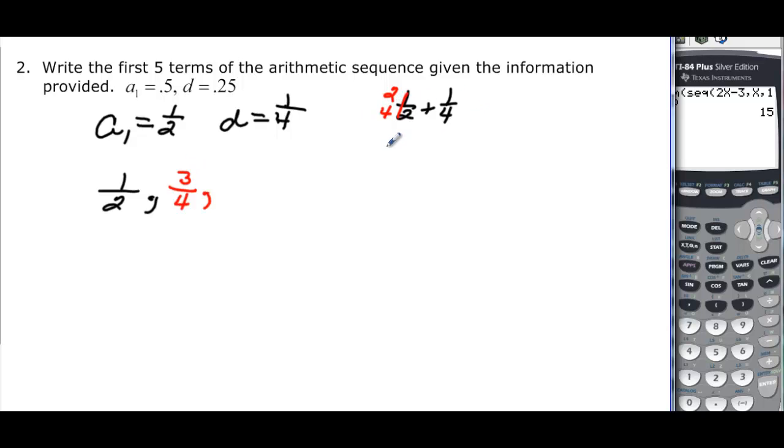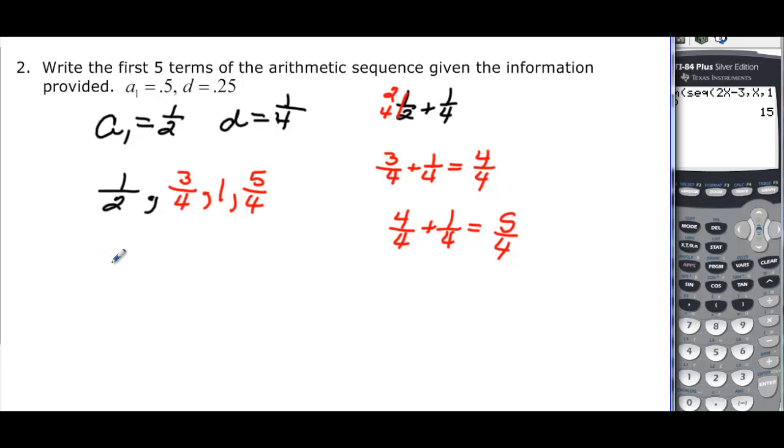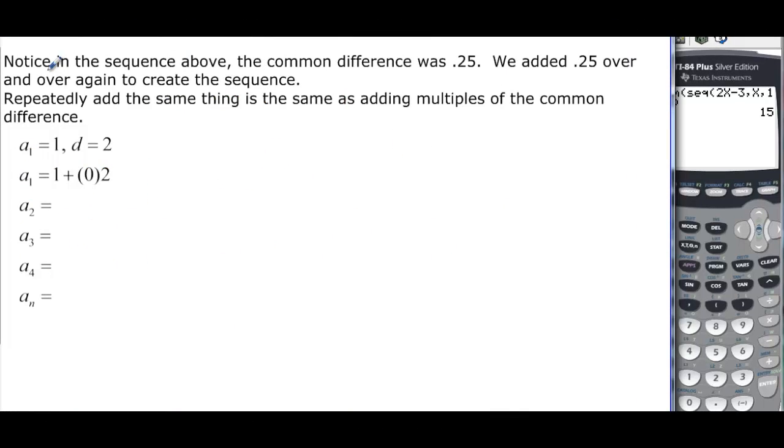And then now we have 3 fourths, and we again have to add 1 fourth, so that's nice. We have 4 over 4, or just 1. And we have to add 0.25 again, or 1 fourth more. So if we take 4 over 4 and add another 1 over 4, we're going to have 5 over 4. And if we did it in fractions, that would be fine. If we did it in decimals, it would really be like 0.5, and then 0.75, and then 1, and this would be 1.25. So you notice in the sequence that we just did, the common difference was 0.25.